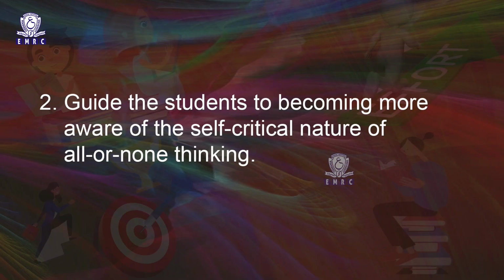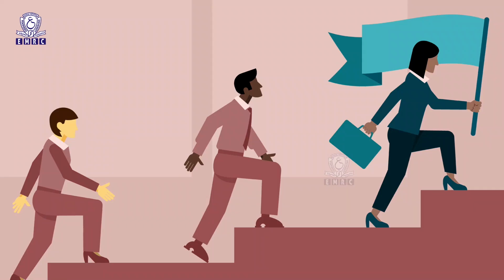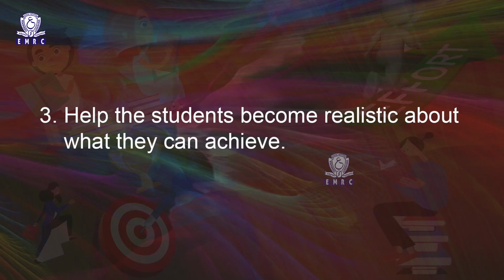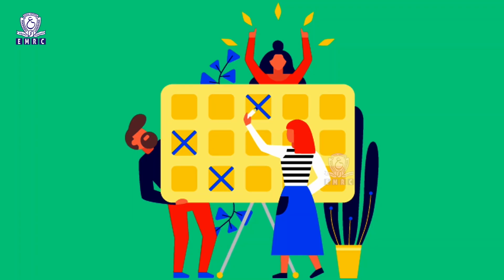Second, guide the students to become more aware of the self-critical nature of all-or-none thinking. That is like, either I have to be very perfect and successful or do nothing. This cannot be continued among the students. Help the students learn how to substitute more realistic, reasonable thoughts for their habitual, overly self-critical ones. The third strategy is to help the students become realistic about what they can achieve. By getting the students to set more realistic goals, they will gradually see that imperfect outcomes don't lead to the negative consequences they expect and fear.